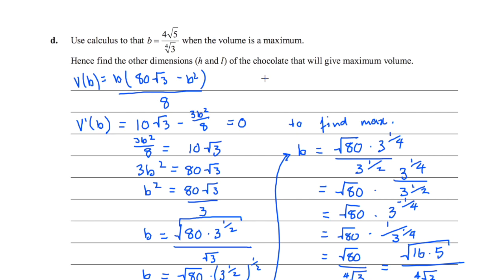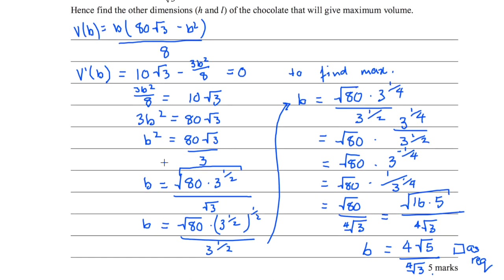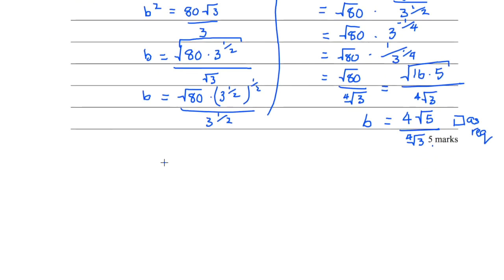Hence find the other dimensions h and l of the chocolate that will give maximum volume. Alright, so from before we know that h is equal to root 3 on 2 times b. Well, we now know that the base value that gives the maximum height is 4 times root 5 on the 4th root of 3. So it's root 3 on 2 times 4 root 5 on the 4th root of 3.